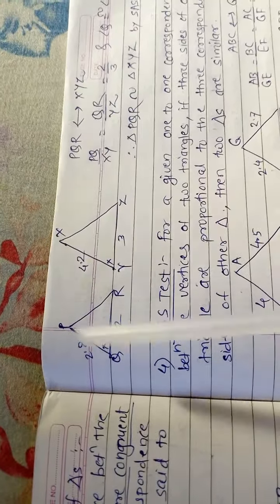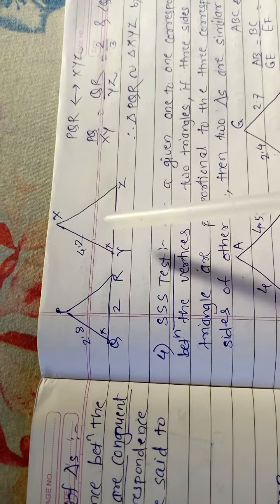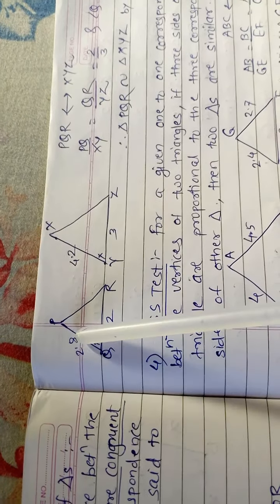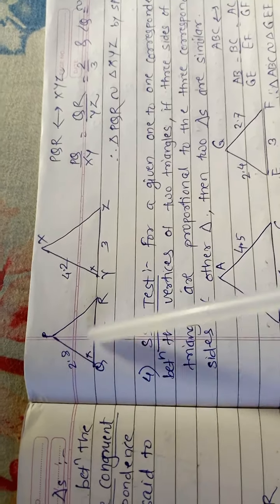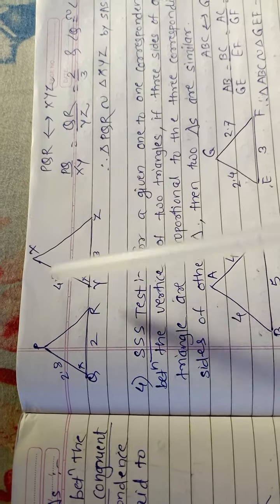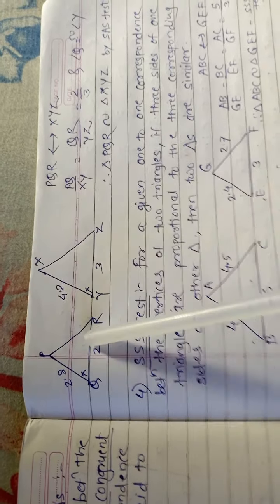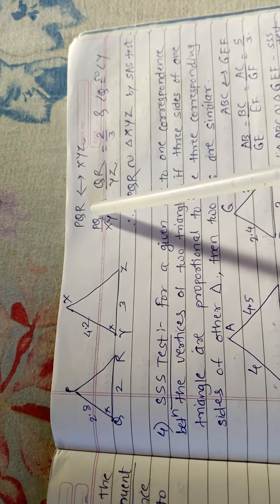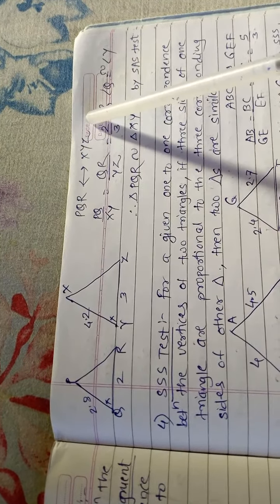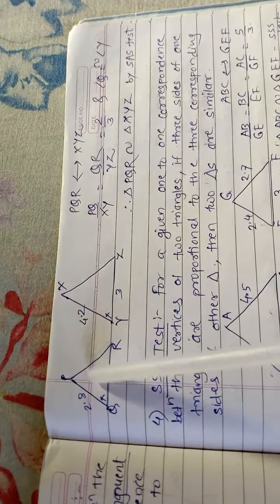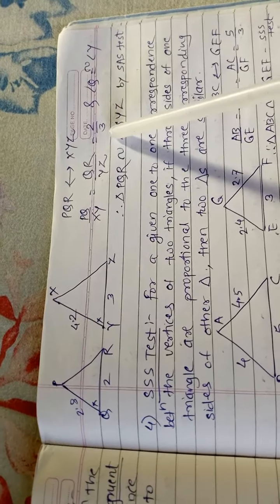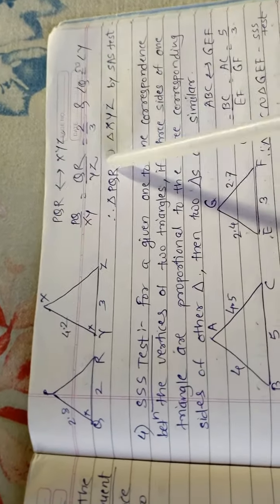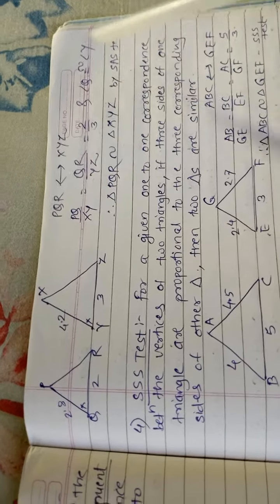Now see the figures. In these two triangles, these two sides are in proportion. Here the ratio is 2 upon 3, and if we take the ratio of PQ and XY, it is also 2 by 3. So these two sides are in proportion and the angle between them is congruent. So these two triangles are similar by SAS test. For the given one-to-one correspondence PQR correspondence XYZ, PQ upon XY and QR upon YZ both have the same answer, 2 by 3, and the angle is congruent. So both triangles are similar by SAS test.